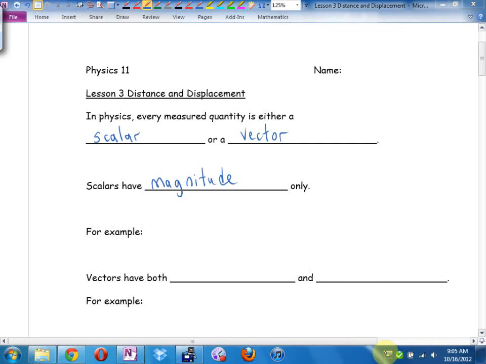They have size. For example, mass is a scalar. Kilograms does not have direction. You can't say, hey, that's 80 kilograms north. Doesn't even make sense. Time is a scalar. Speed is a scalar.